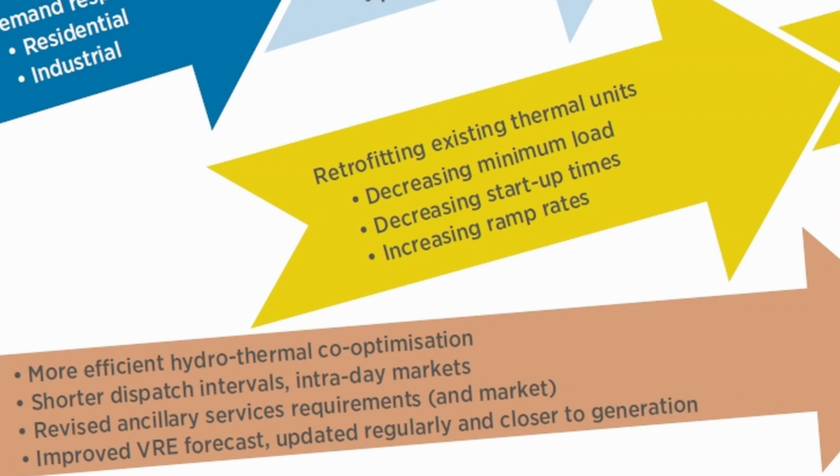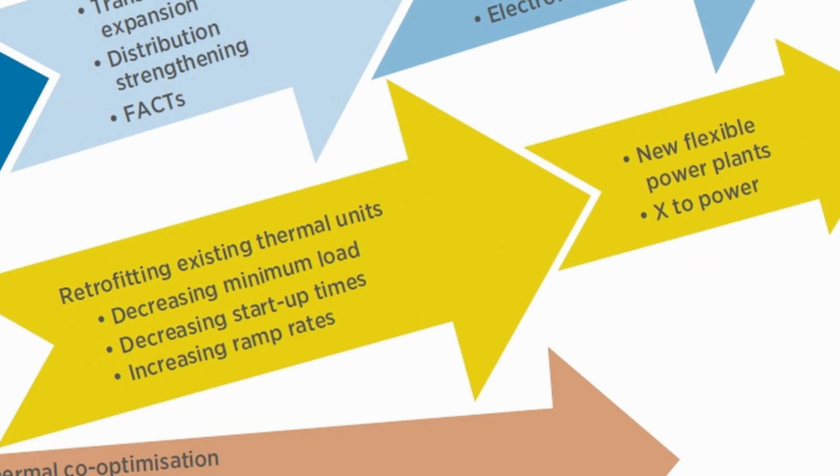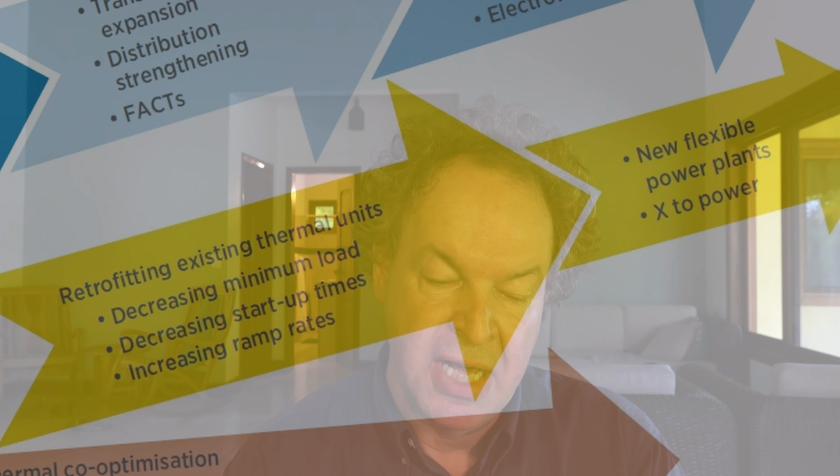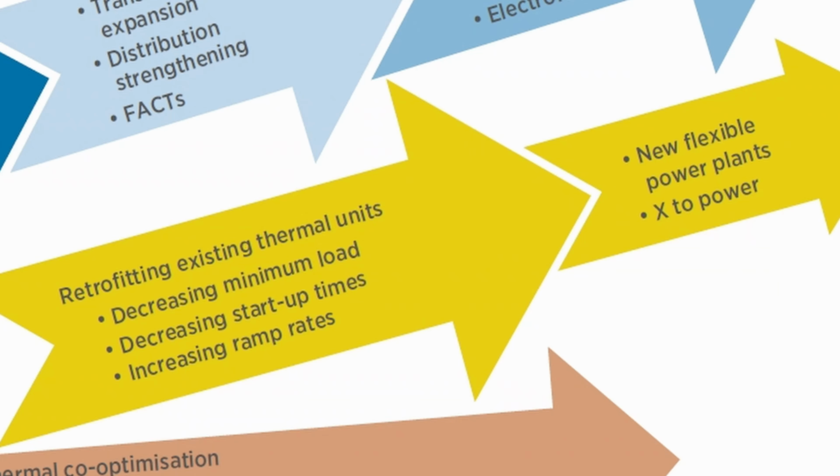We can improve the forecasts for wind and solar. This also leads to less dispatching and better use. So faster, updated regularly and closer to the generation. The yellow part is a retrofitting of existing thermal units as a backup. So we want to decrease the minimum load, we want to decrease startup times, and we want to increase the ramp rates, so how fast we can switch on and off a power plant.